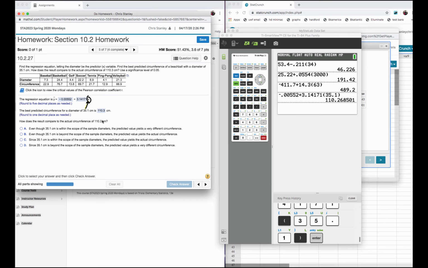Okay, this is the actual circumference. That's that. Okay, it's 35.1. 35.1 is beyond the scope of these diameters. There's none that's even close to that, so I'm going to go with that guy.